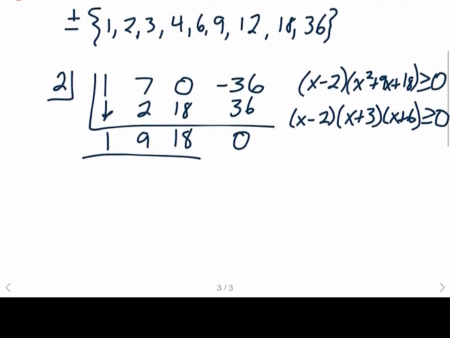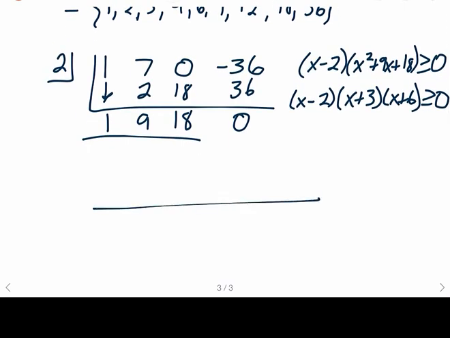And we're again going to lay this out using a number line. And I'm going to use x as the variable because it is. I'll mark -6, -3, and 2. And now test points. I'm going to use -10 to the left of -6, -5 between -6 and -3, 0 between -3 and 2, and then 7 to the right of 2.